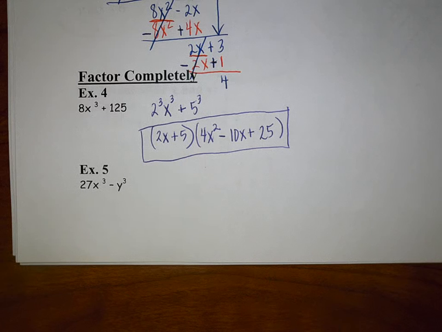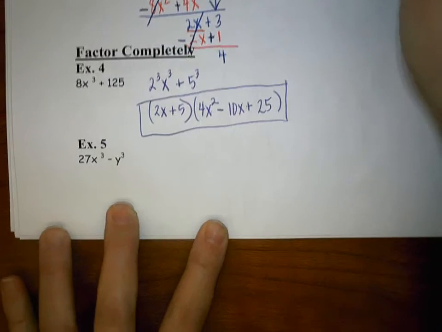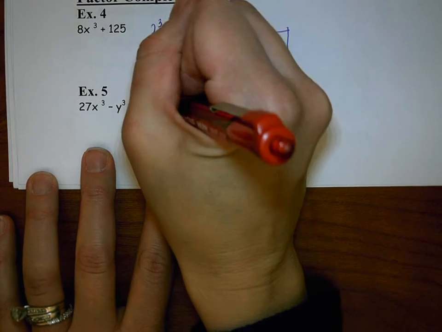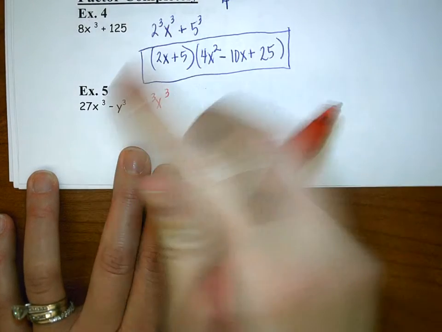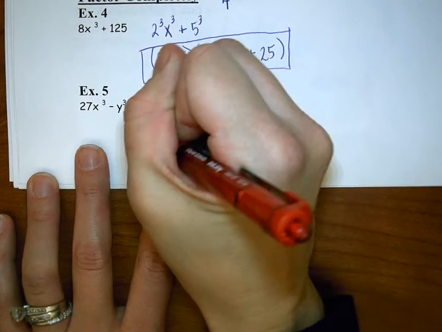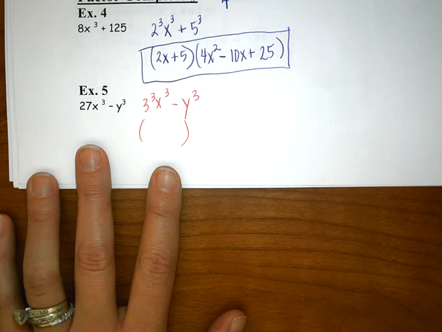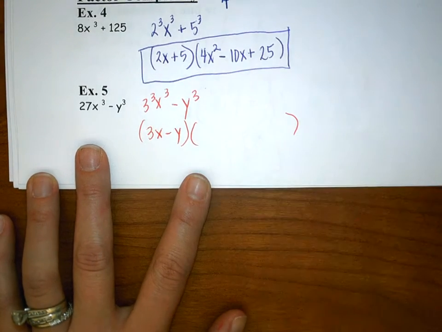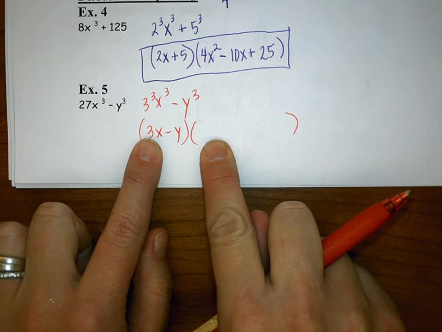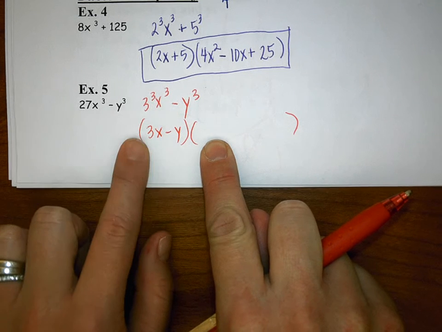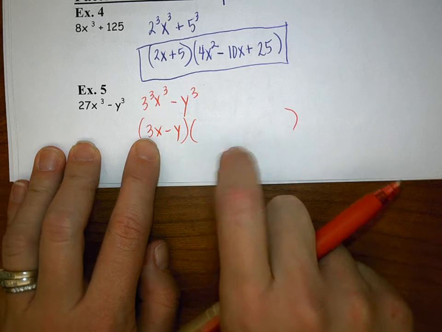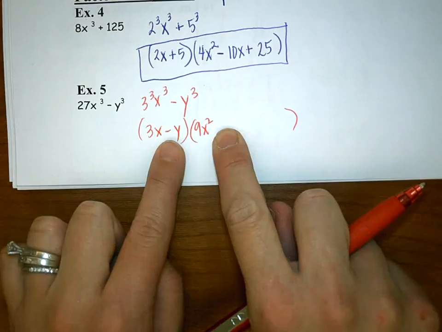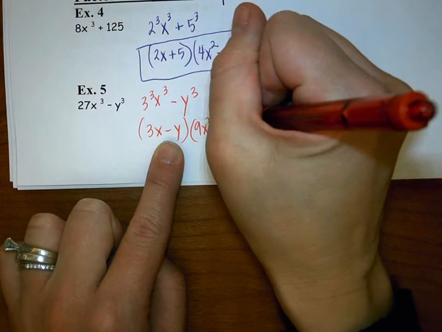Yes. So how do I write 27 as a cube? Good. It is 3 cubed. And then we have x cubed, and then y is already written as a cube. So my first parenthesis is always whatever it was without the cube, so that makes it 3x minus y. Okay, next one is the next term. This one is going to be squared. Square both of them. 3 squared is 9, and then x squared. Remember, your sign here is always the opposite, so this is going to be a plus.